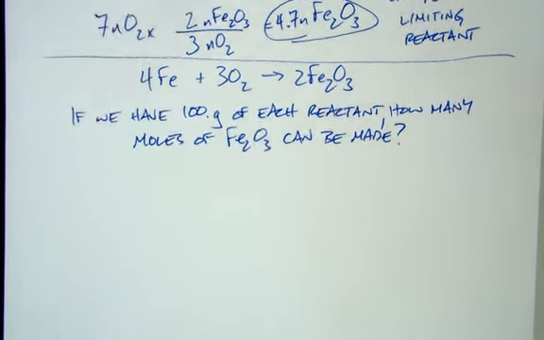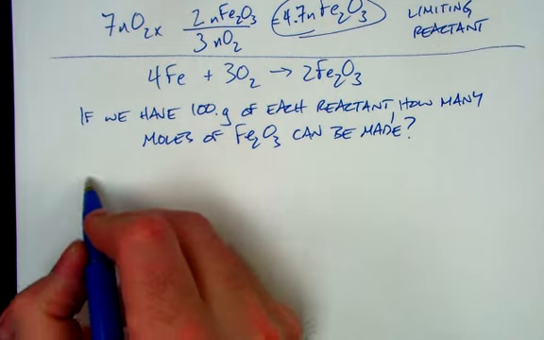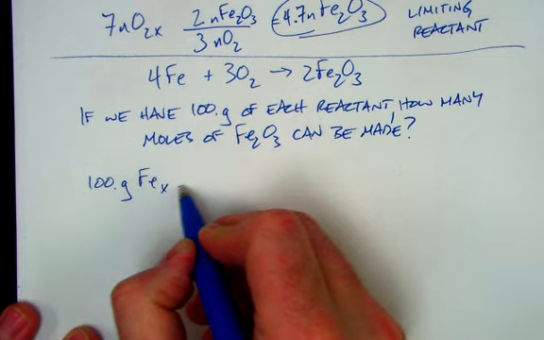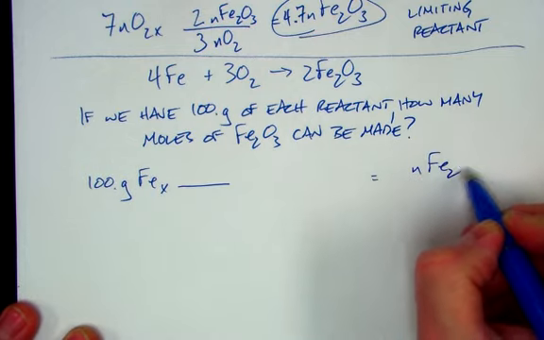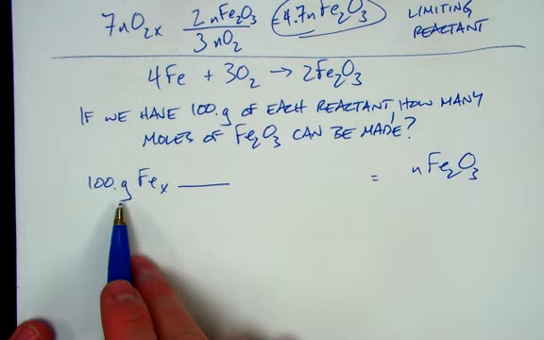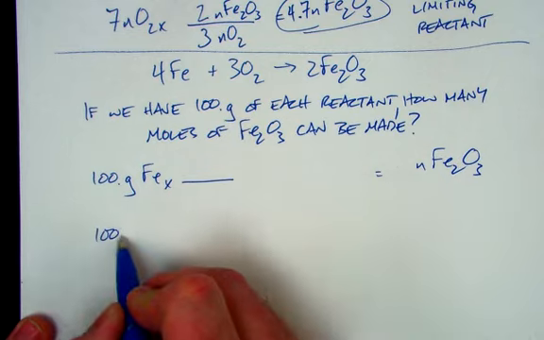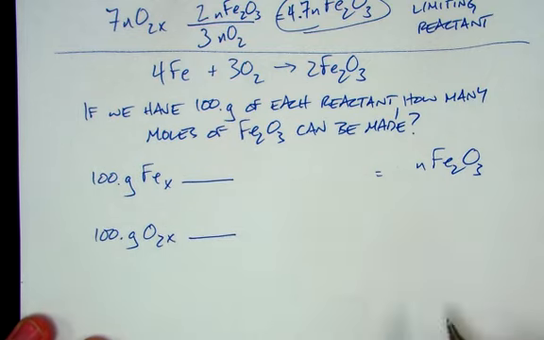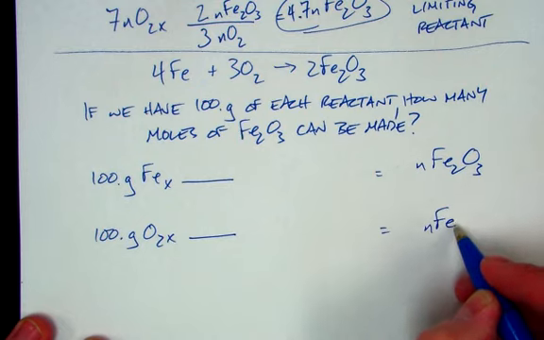All right. So let's see. I'm going to start out with 100 grams of Fe, and I'm going to convert this to moles of Fe2O3. So here's one of my given pieces of information, 100 grams of Fe. And my second one is 100 grams of O2. And again, we're going to convert to the same product here, Fe2O3.